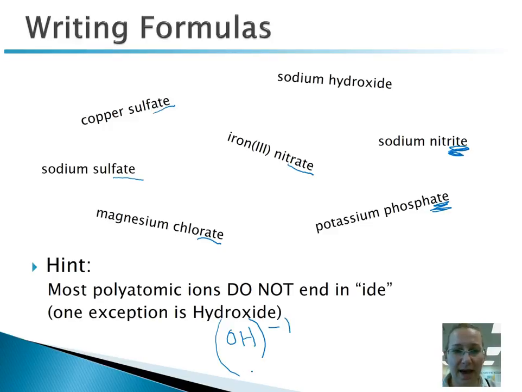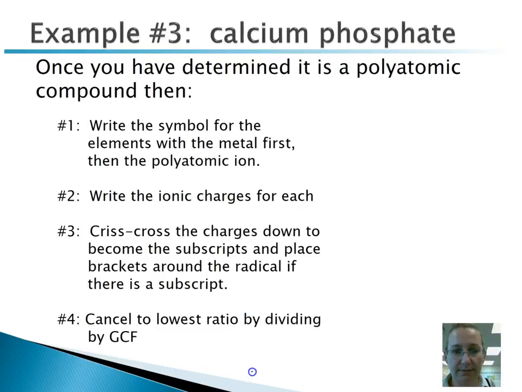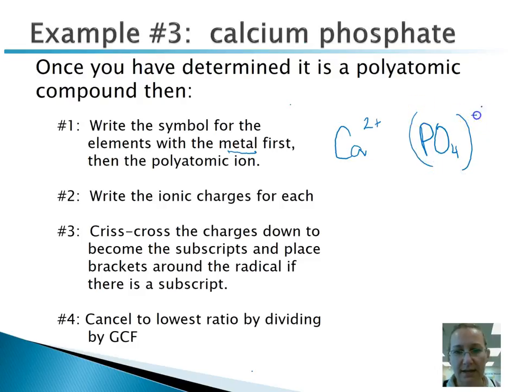So let's see how we actually come up with formulas using polyatomic compounds. So we're going to try to find the formula for calcium phosphate. The first thing, just like with ionic compounds, we're going to write the symbol for the element and we're going to write the charge, and of course we're going to keep the metal first. So calcium has a +2 charge, phosphate, PO4, has a -3 charge. Now, notice I put it in brackets because that whole group has a -3 charge.